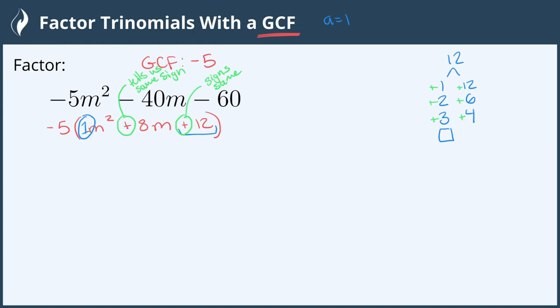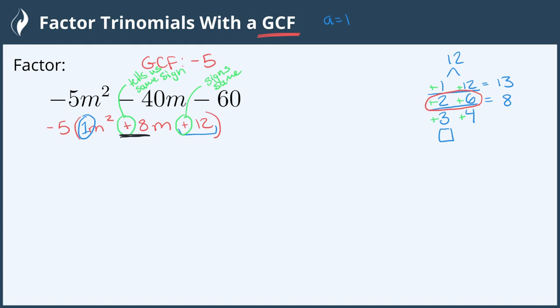Now we're going to find a combination to give us our middle number of positive 8. So let's go add them together. Positive 1 plus 12 equals positive 13. Positive 2 plus 6 gives us positive 8. That's exactly what we needed because we have an 8 as the middle term. So we will use the factors of 2 and 6 to replace our 8.